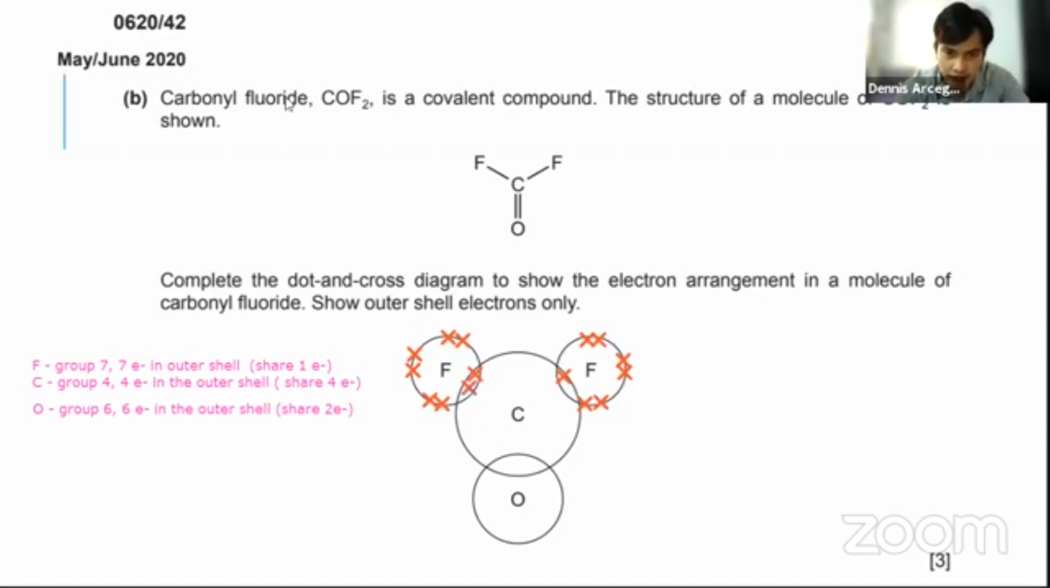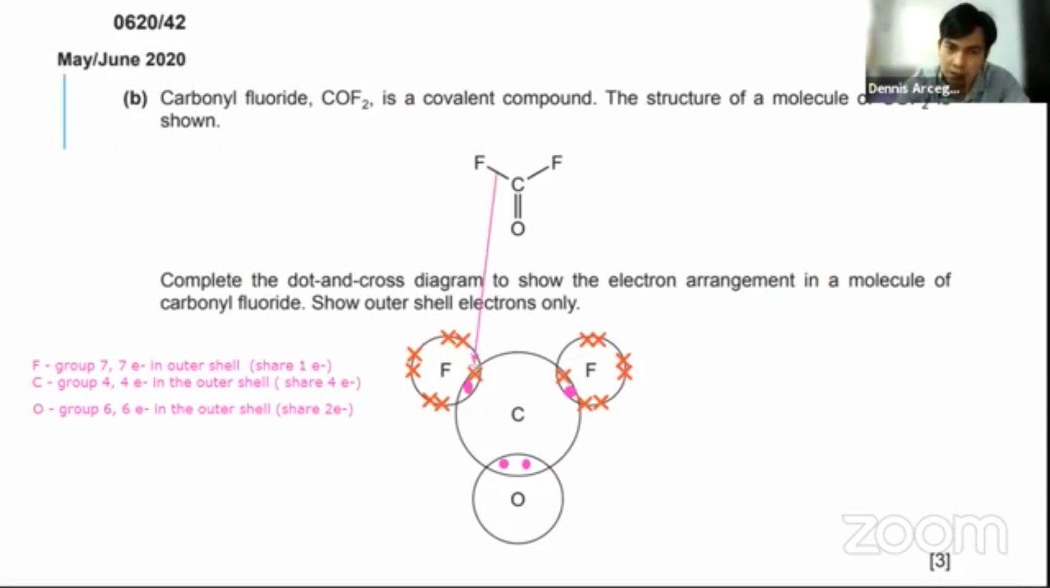So 1 will be shared here. We will use that for carbon. 1 should be shared here. 1 should be shared here. And then 2 should be shared here. How do I know which one will receive 1, which one will receive 2, or will share 2? You have to look at the bond.